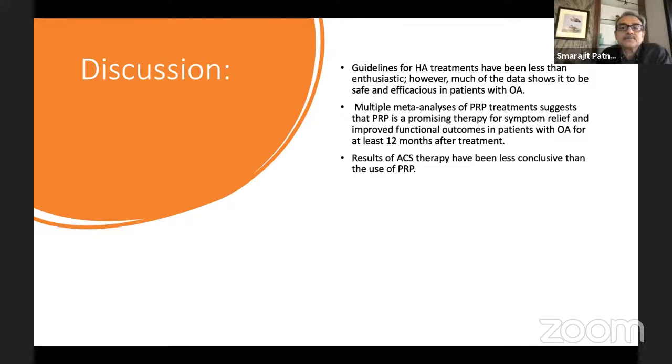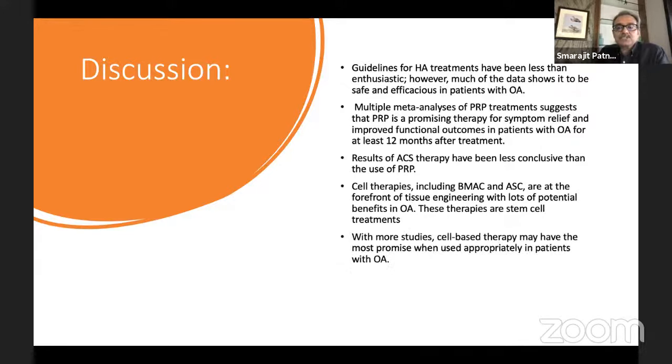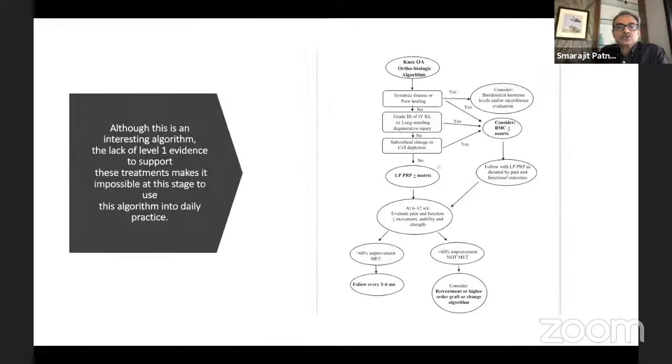Now, autologous chondrocyte therapy and serum therapy have been less conclusive than the use of the platelet-rich plasmas, whereas the cell therapies like the bone marrow aspirates and the adipocyte aspirates are at the forefront of tissue engineering, and there are a lot of potential benefits in these. And these therapies are stem cell treatments, which have to be further understood and the treatment protocols laid down. So with more such studies, cell-based therapy may have the promise to be used in osteoarthritis.